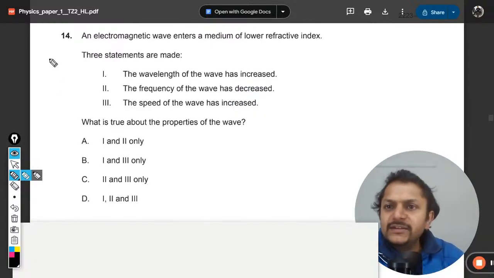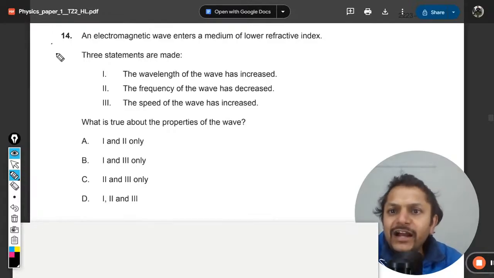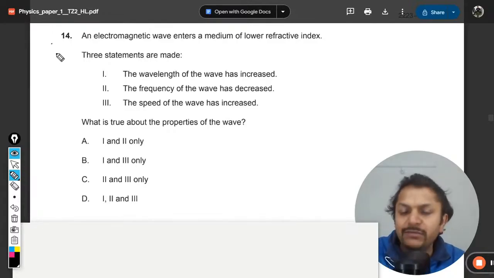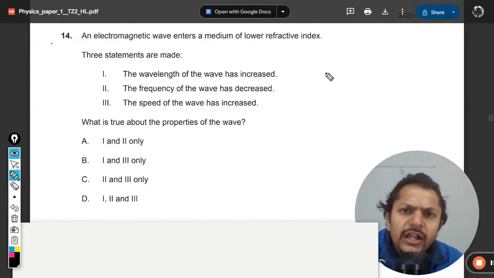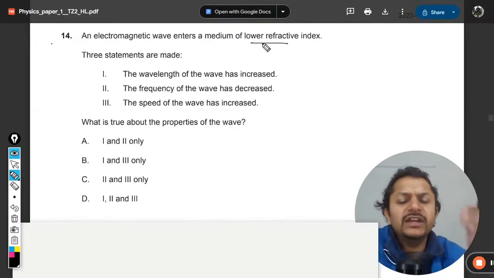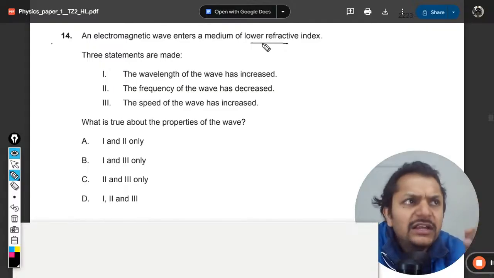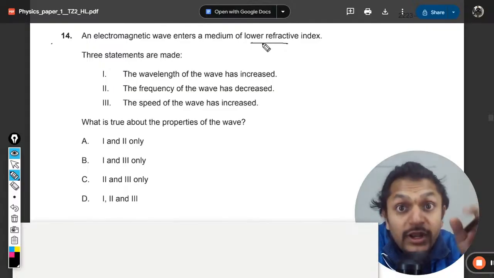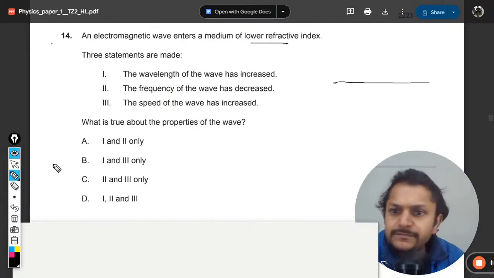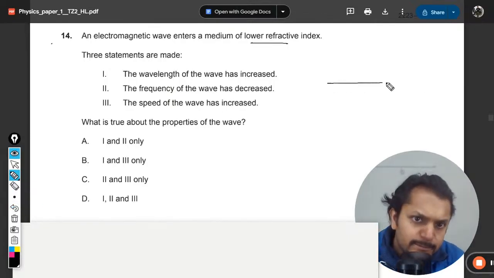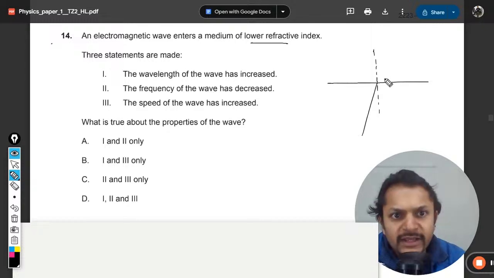Okay, dear student, let us see what is there in this question. An electromagnetic wave enters a medium of lower refractive index. 3 statements are made. Lower refractive index means that we can just assume a particular case that might be the light is coming out from water and it is entering into air. So this is the interface. And this is the normal, where the light is incident and it is coming like this.